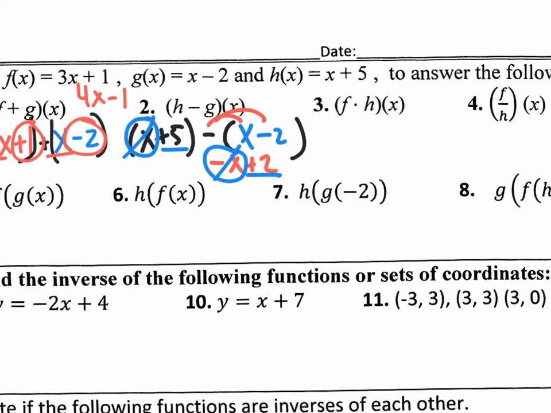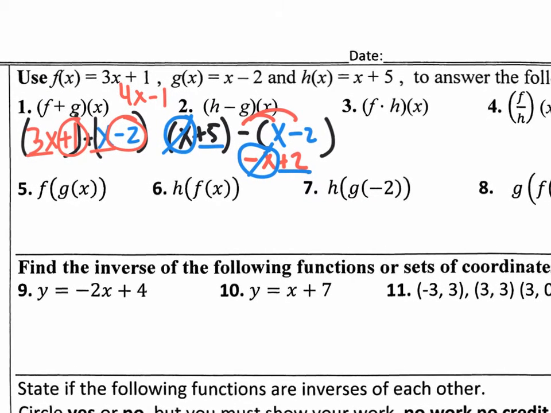Should we do f times h of x? Keep in mind, on last week's quiz, we only had 2 functions, f of x and g of x. On this one, we have f, g, and h. So you've got to pay attention to what letters are where. If you go f times g, that's going to be wrong. It's saying f times h. So you take f of x, the binomial 3x plus 1, times the binomial h of x, which is x plus 5. Then you distribute and combine like terms, and you should get your correct answer. Does anybody want to see that, or move on?